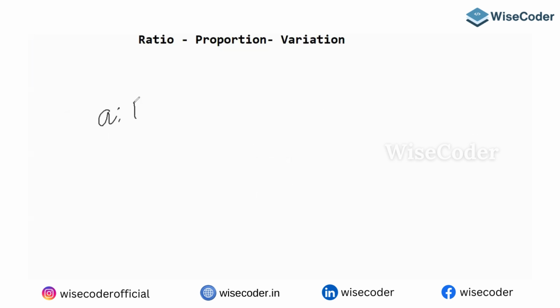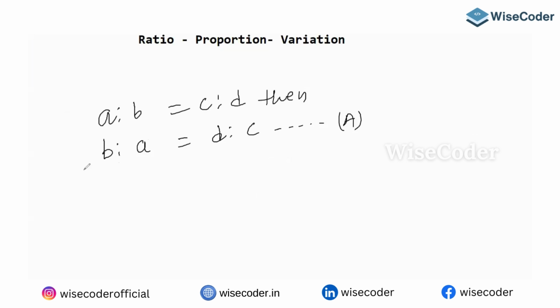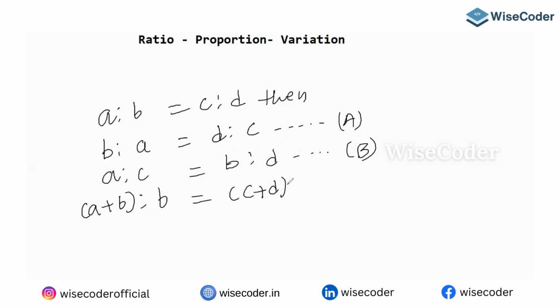Then, if A is to B is equal to C is to D, then B is to A equals D is to C. Assume this as relationship A. Next, A is to C equals B is to D. Assume this as equation B. Now you can say A plus B is to B equals C plus D is to D. Assume this as C.